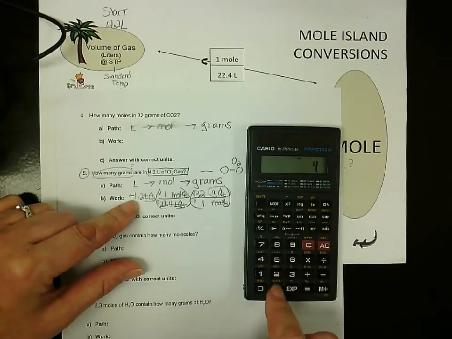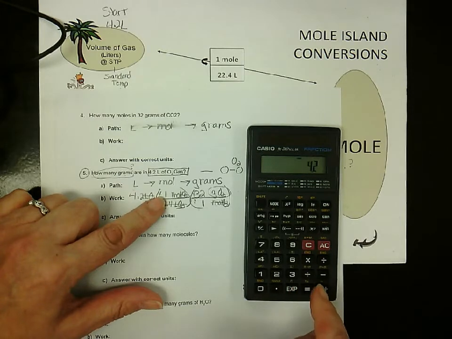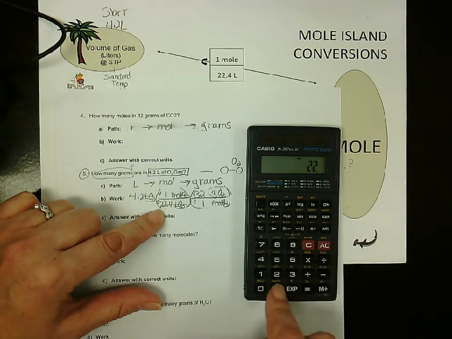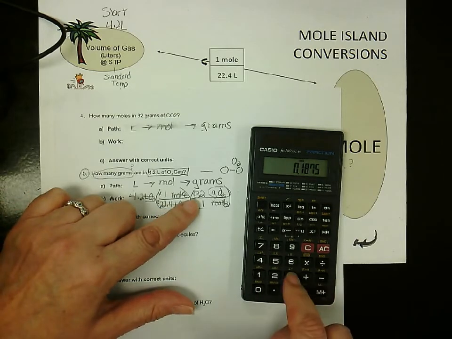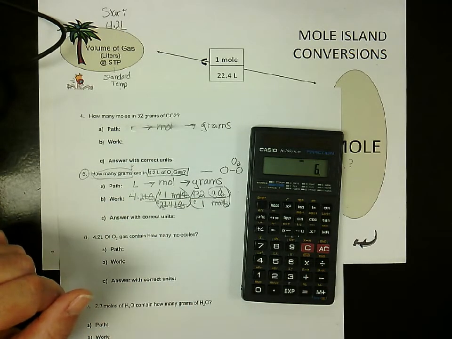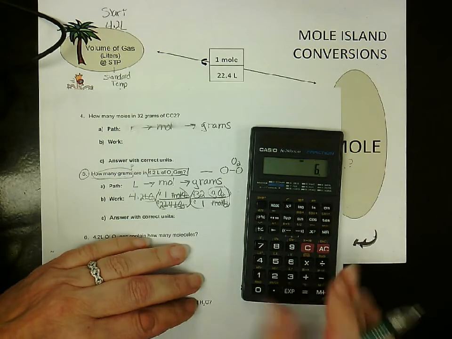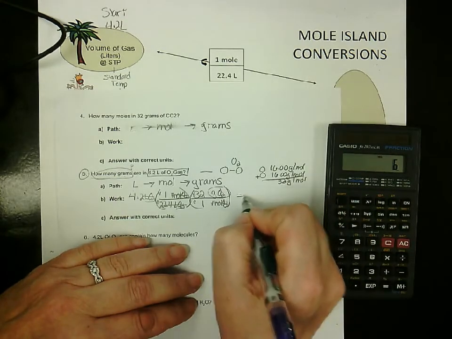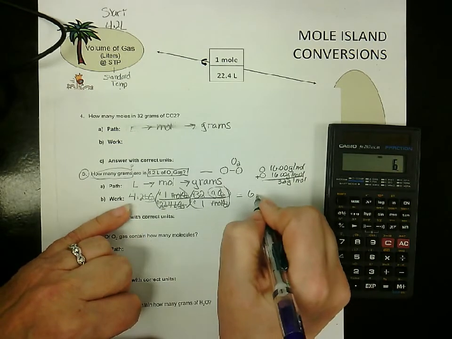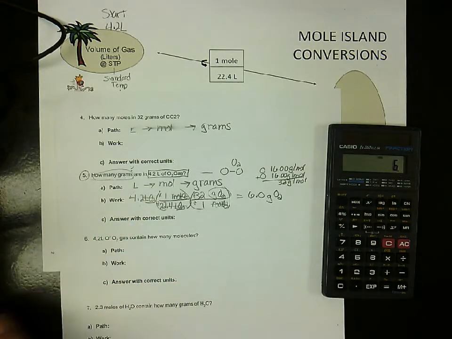So I start with 4.2, multiply by 1. You don't have to do that. Hit equals between everything. Divide by 22.4. Hit equals. Multiply by 32. Hit equals. And then divide by 1. Okay? And you're going to get that 6 is our answer. I have 2 significant figures, so 6.0 grams of O2 gas. And that is our 2-step conversions.